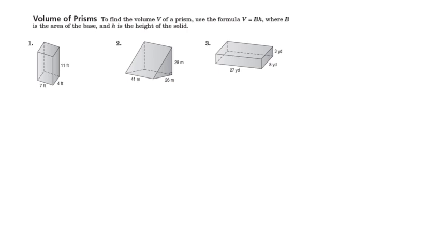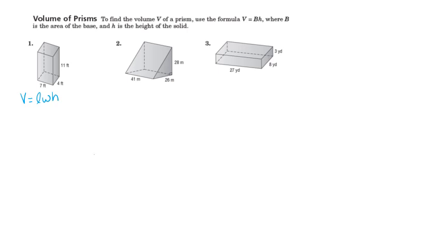To find the volume of a prism, use the formula volume equals base times height, where B is the area of the base and H is the height of the solid. In the case of rectangular prisms, the volume is length times width times height, because length times width is the area of a rectangle.